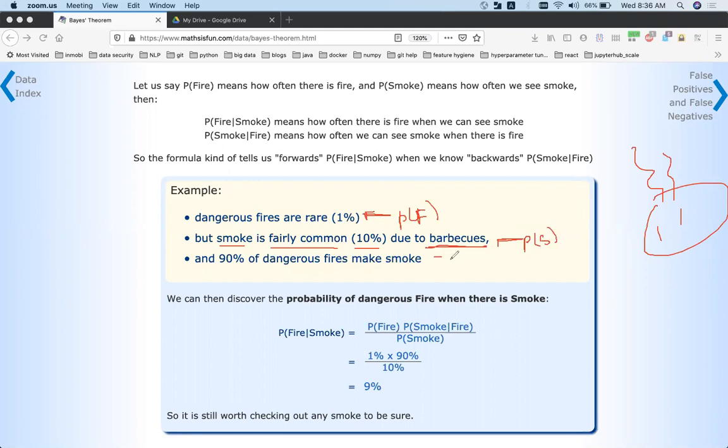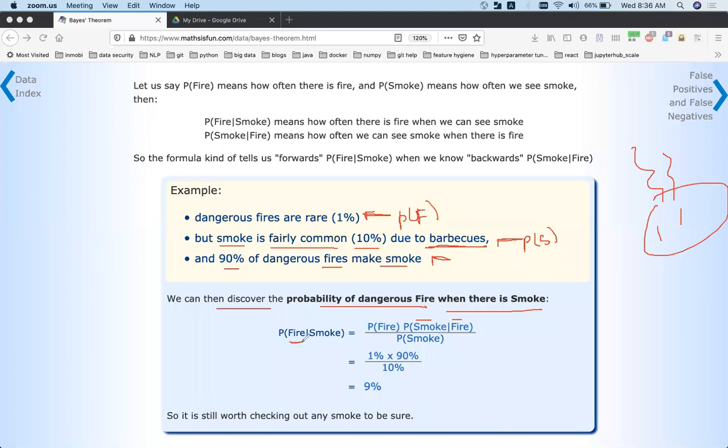Now, what is the other thing that is given? 90% of the dangerous fires make smoke. That is clear, right? Whenever there is a fire, of course there will be smoke. So that is P of smoke given fire. Now, what I'm interested in finding is the probability of dangerous fire when there is smoke. That is what we are trying to figure out.